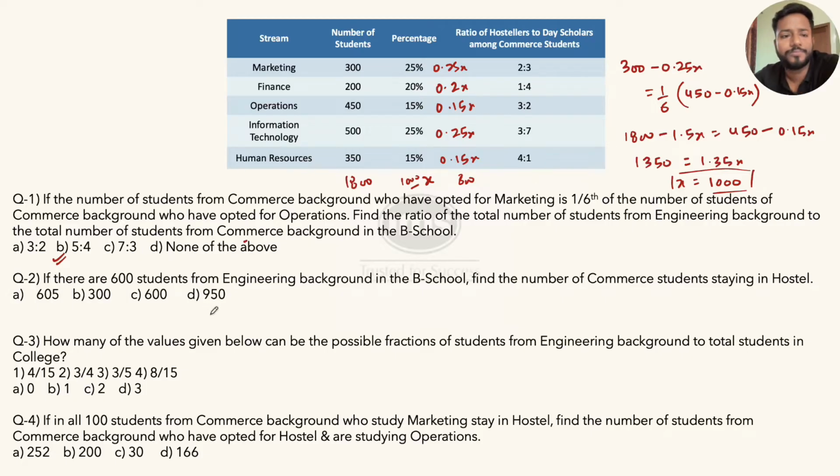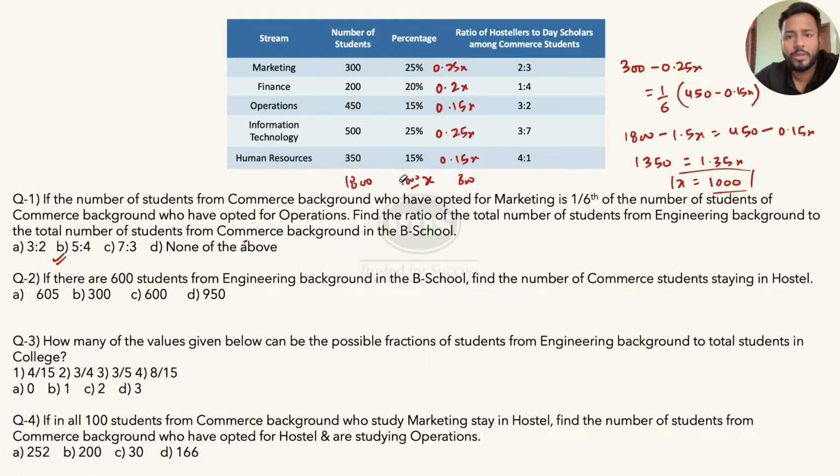Now the next problem. If there are 600 students from engineering background in the B school, now this gives us the total number of engineering students in the B school, and find the number of commerce students staying in hostel. So this is a bit calculative. We'll have to calculate the total number of commerce students for each of these departments, and then we'll have to break that down in this particular ratio. So this could be done, but this is a little lengthy. So let's start doing this.